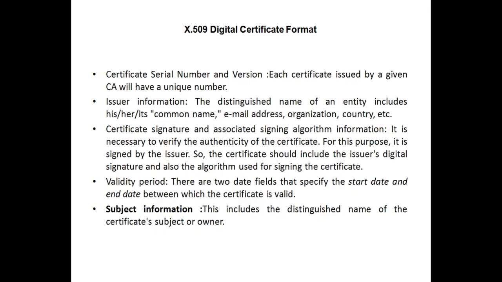Certificate signature and associated signing algorithm information. What is the algorithm followed to sign this particular digital certificate? It is necessary to verify the authenticity of the certificate. For this purpose, it is signed by the issuer itself. So the certificate should include the issuer's digital signature and also the algorithm used for signing the certificate. Digital signature itself is a different concept and it's beyond the scope of our discussion. But one of the data included in the digital certificate is the certificate signature and also the signing algorithm being followed, followed by the timestamp, that is the validity period. These are the two date fields that specify the start date and end date between which the certificate is valid.